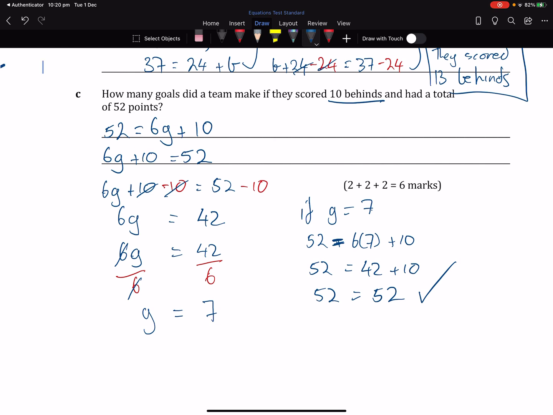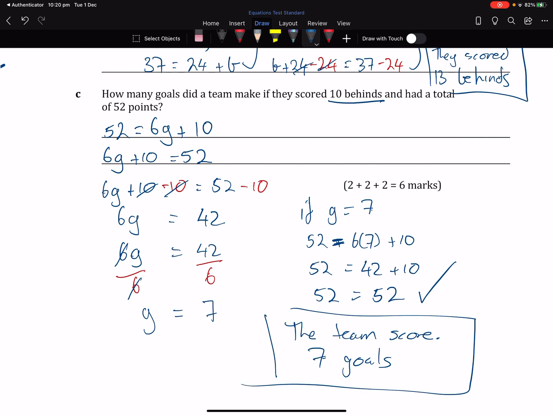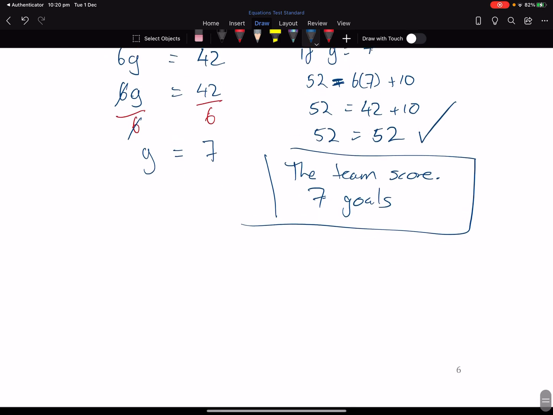Worded question, so we should write a worded answer. So the team scored, what did we say, 7 goals. There's my final answer. And that is the end of the test.